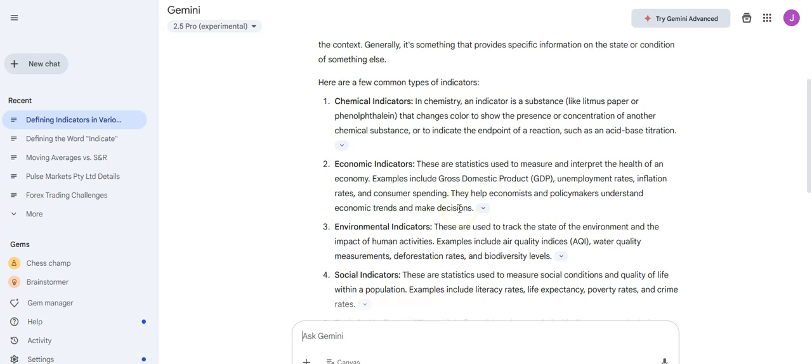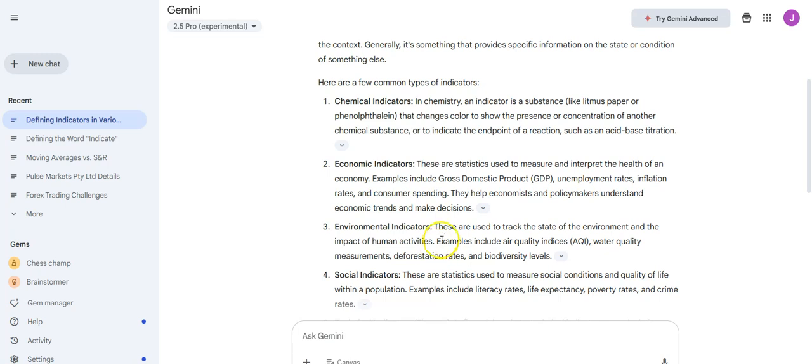Economic indicators. These are statistics used to measure and interpret the health of an economy. Examples include gross domestic product, unemployment rates, inflation rates, and consumer spending. With help, economists and policymakers understand economic trends and make decisions. Okay, so this also says people make decisions based on indicators, okay? Because there's statistics used to measure, okay? Moving averages do the same thing, okay?